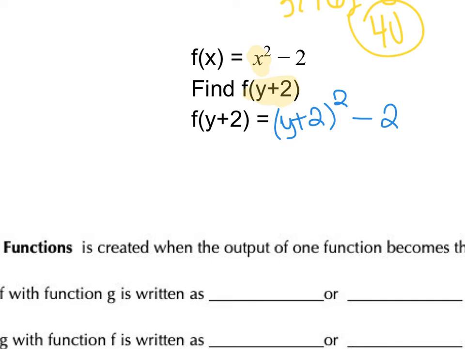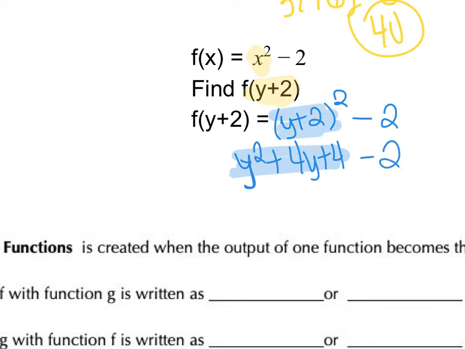Remember, when we multiply y plus 2 times y plus 2, we need to FOIL, box method, however you want to do that, but we would get y squared plus 4y plus 4. That is this part. And then the rest of the equation stays the same, minus 2. That's that part. And now we just combine our like terms. So we would have y squared plus 4y plus 2.